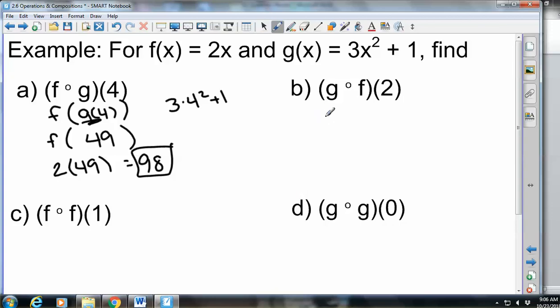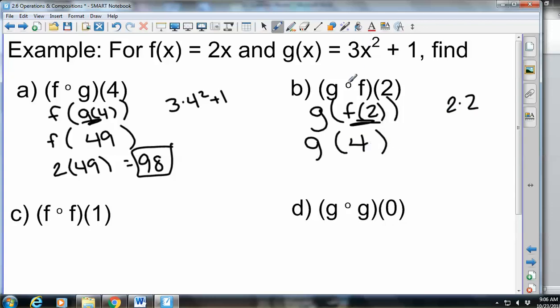Alright, b. g of f of 2. So this one we start on the inside, so we're going to go to f first. You plug in a 2. So 2 times 2 gives you a 4. Now you're going to plug a 4 into g, and you get 49. Did you guys get those?